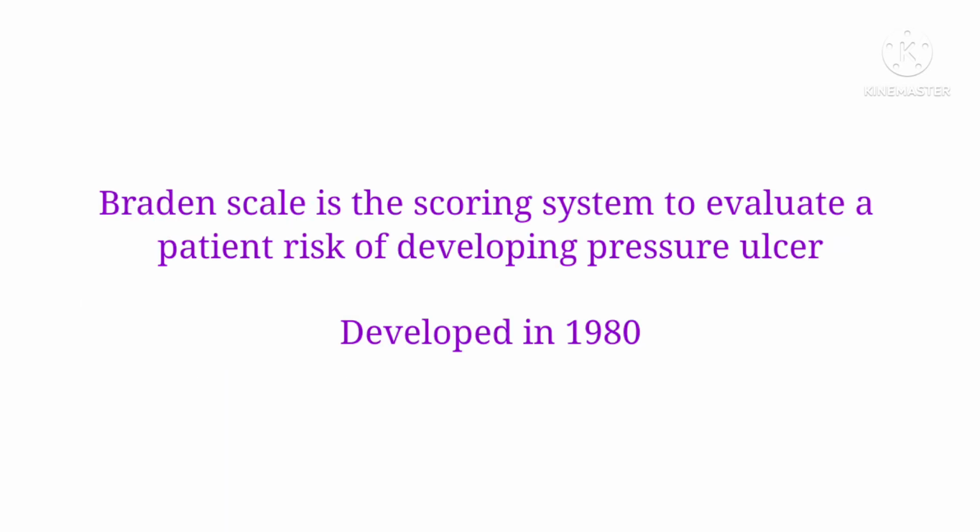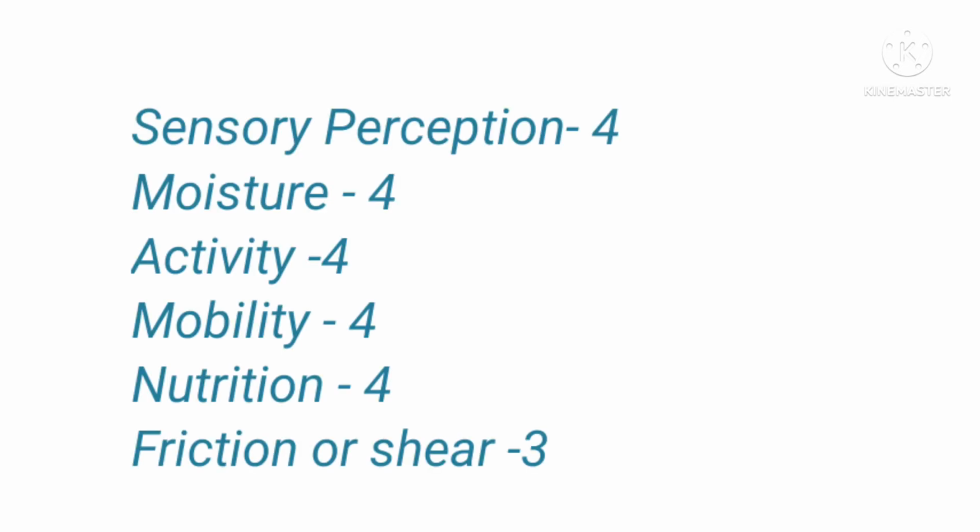Braden Scale is the scoring system to evaluate a patient's risk of developing pressure ulcer. Braden Scale was developed in 1980 by nurse Barbara Braden and Nancy Bergstrom. It consists of 6 categories: sensory perception, moisture, activity, mobility, nutrition, and friction or shear.